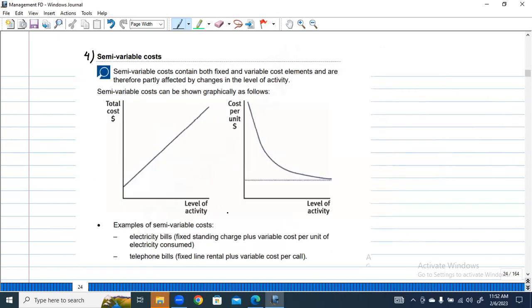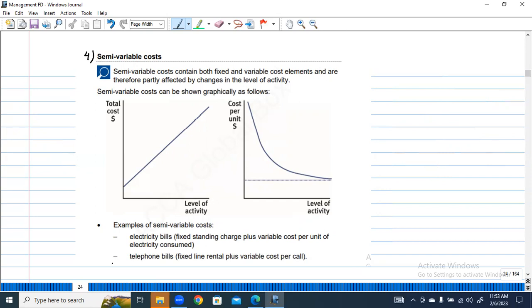Now the last cost by behavior is semi-variable cost. By the word you can identify that a few portion of the cost is variable, and the rest portion of the cost will be what? It will be a fixed cost. So a cost that has fixed and variable elements both included in it will be known as semi-variable cost.